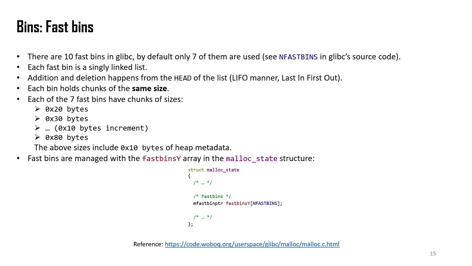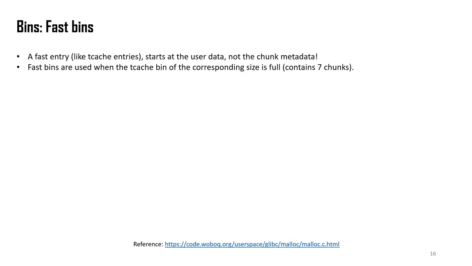Fast bins are managed through the malloc state structure, specifically using the fastbinsY array that holds pointers to the heads of the linked lists. For example, fastbinsY at index 0 holds the pointer to the head of the fast bin which holds chunks of size hex 20 bytes. I hope this makes sense. We will see a great animation in a moment which explains this in detail. And a fast bin entry, just like TCache entries, starts at the user data, not the chunk metadata. Fast bins are used when the corresponding TCache bin is full.